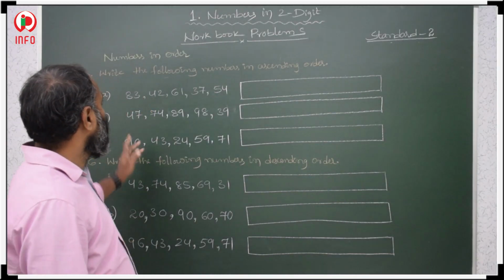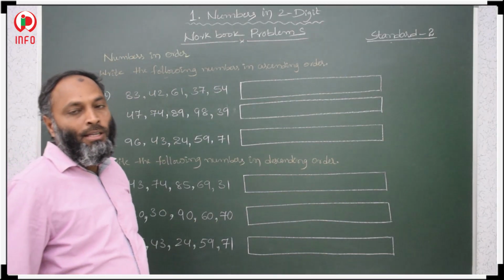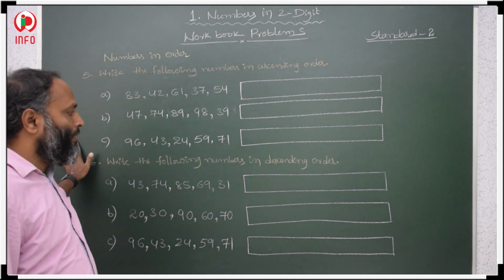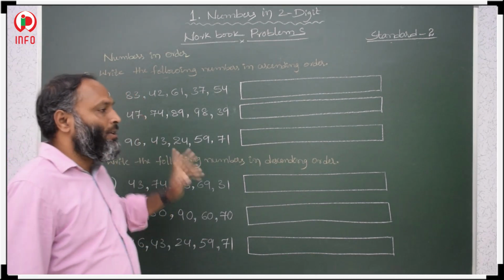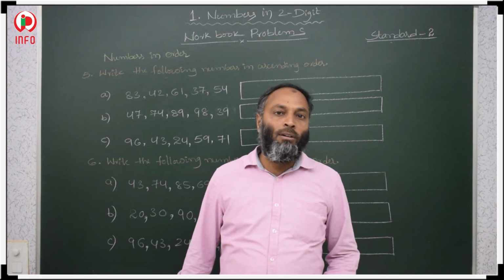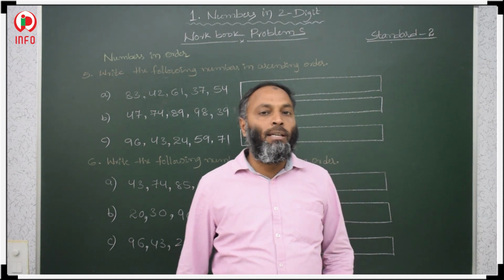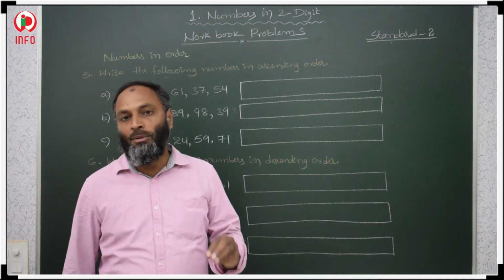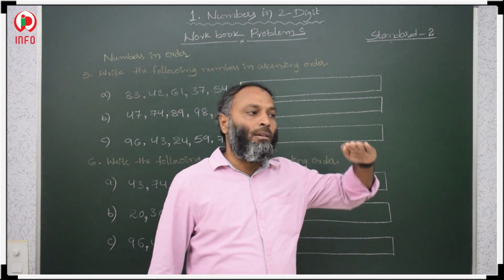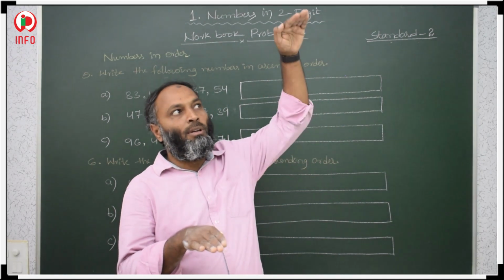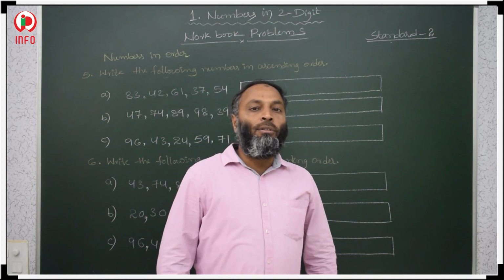Okay? Now, numbers in order. So we have to arrange the numbers in order. These two questions are based on order: ascending order and descending order. Ascending order means increasing order. Descending order means decreasing order. Ascending order, increasing order, means from smaller to bigger. In the increasing order, we have to arrange smaller, bigger, bigger, bigger, bigger. Like this, increasing order, we have to arrange.